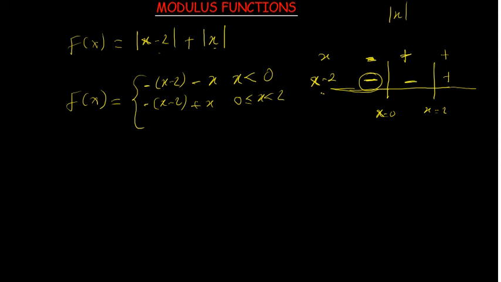Now if we come to this region, numbers above 2, both of them are positive, so we are just going to get it the way it is. We'll just remove the absolute values. So that will be x minus 2 and then plus x. This is for values of x which are greater than or equal to positive 2.